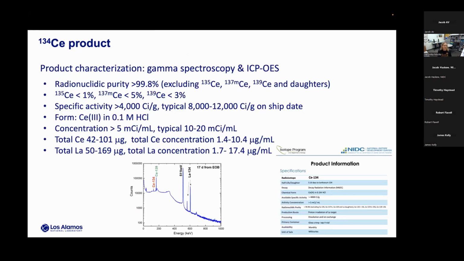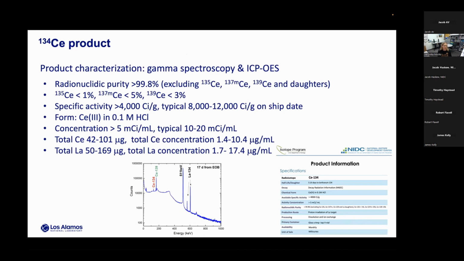So what exactly does the product look like? You can see in the bottom right corner the specification on the NIDC website. It has pretty high radionuclidic purity. As I mentioned, there is a small amount of the other cerium isotopes. There are limits that we have on these co-produced isotopes. Actually, at the time the customer receives it, there is quite a bit less.